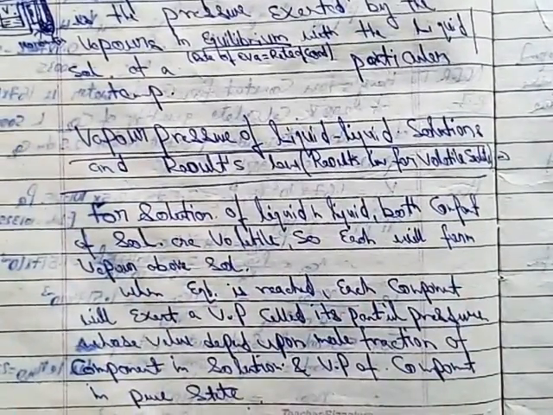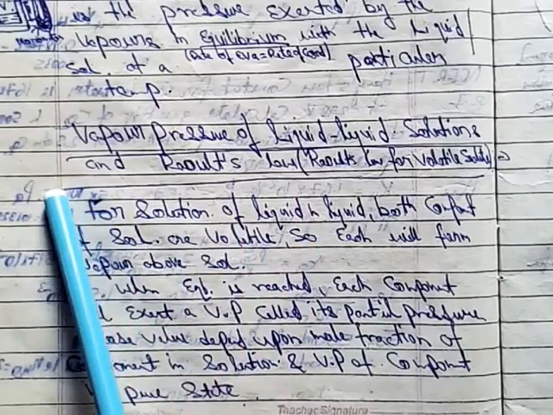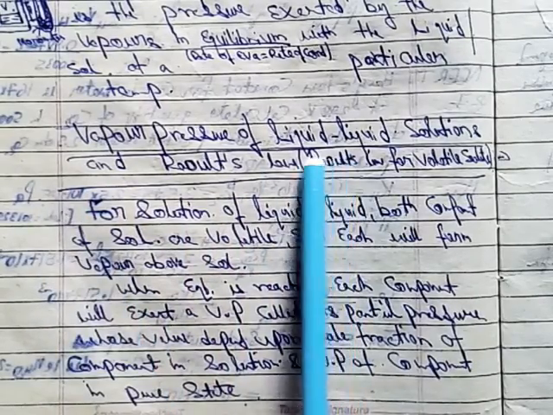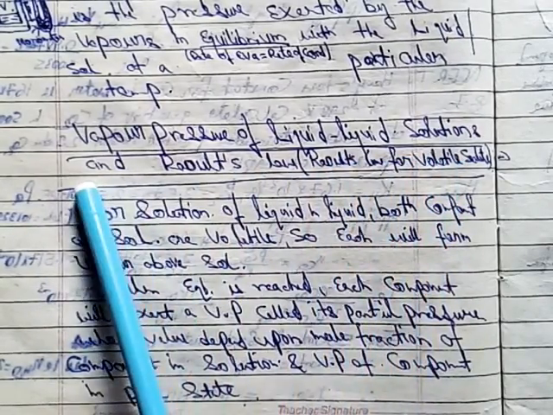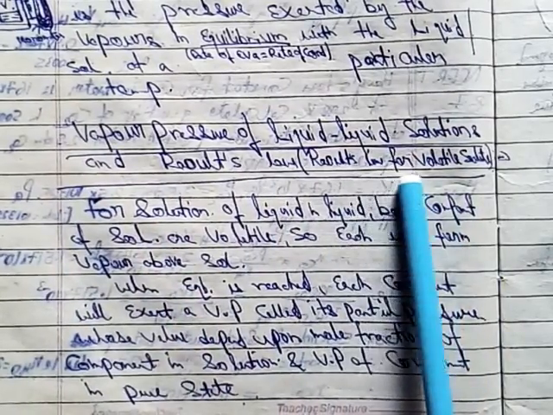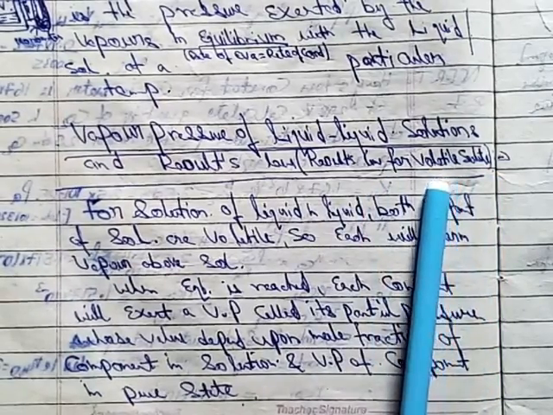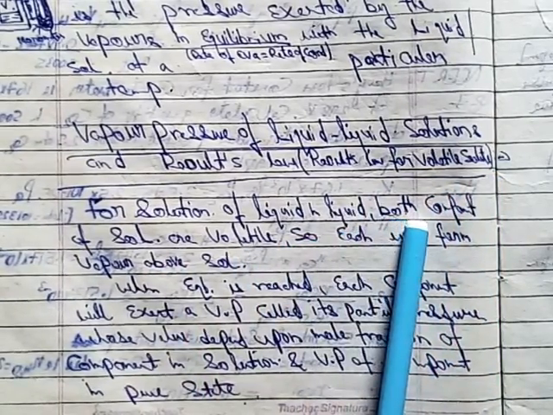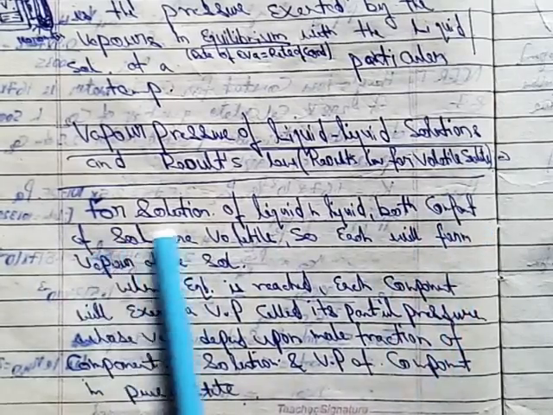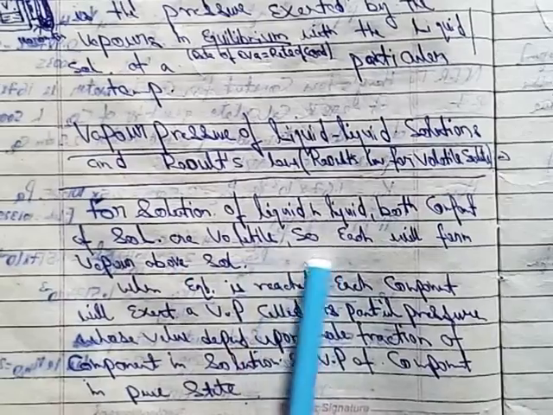Last para for today, vapor pressure of liquid solution. So we have to see two types of solution, liquid-liquid solution or solid-liquid solution. First we'll go with Raoult's law for liquid solution, that is also called Raoult's law for volatile solute. For solution of liquid in liquid, means both solute and solvent will be liquid, both components of solution are volatile.